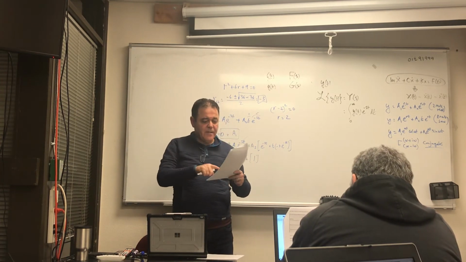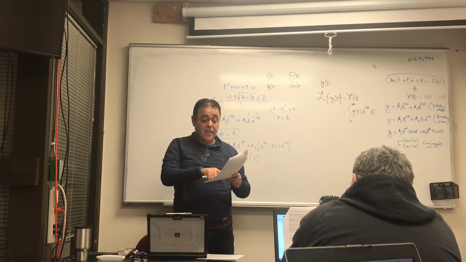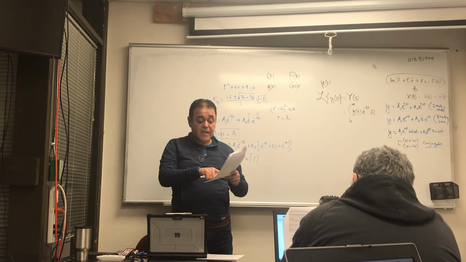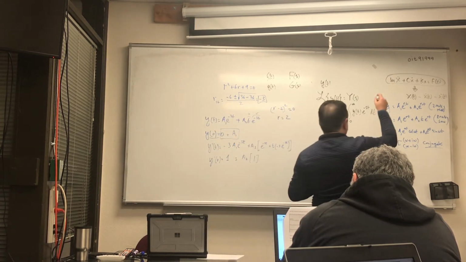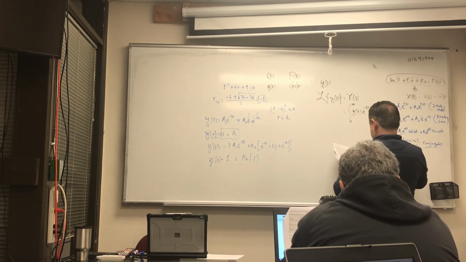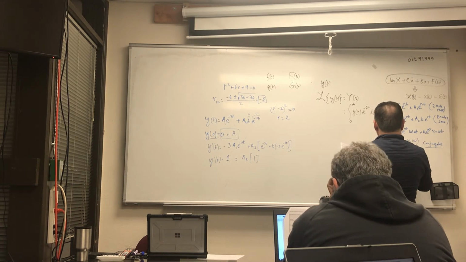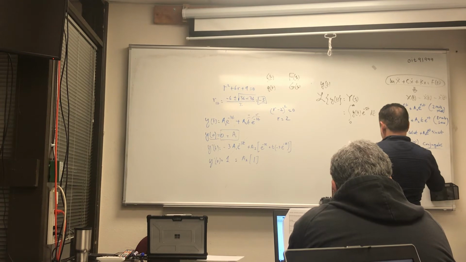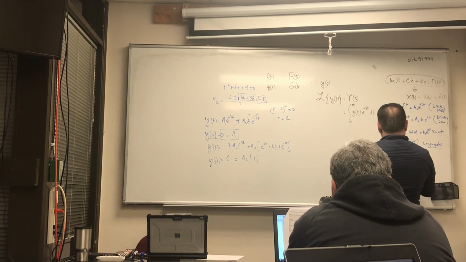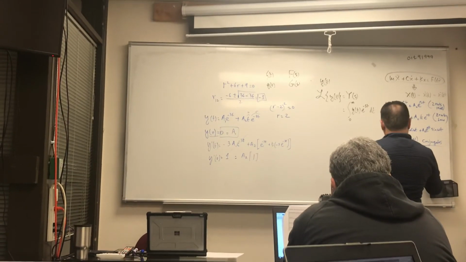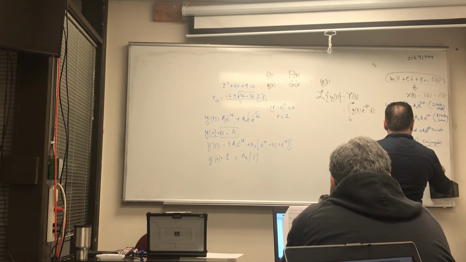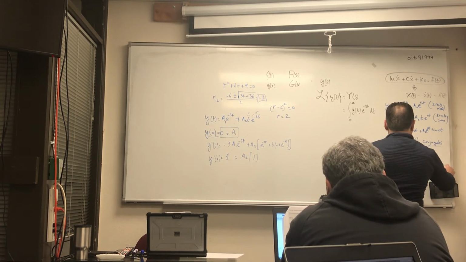So the Laplace of the first derivative is simply s y of s minus y0. The Laplace of y prime is equal to s y of s minus y of 0, and the Laplace of y double prime is s squared y of s minus s y of 0 minus y prime of 0.